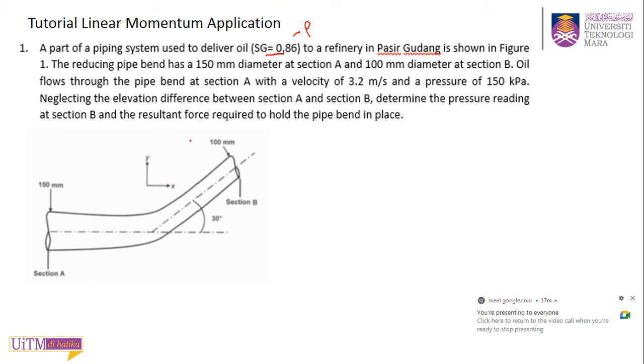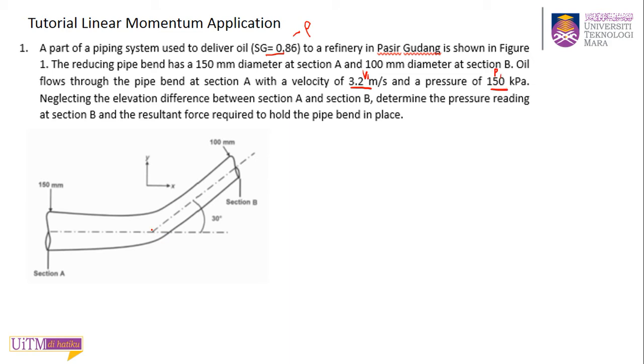The reducing pipe bend has a 150 mm diameter at section A and 100 mm diameter at section B. So the cross section of this pipe is not constant. You have a bigger inlet and smaller outlet. Oil flows through the pipe bend at section A with a velocity of 3.2. This is your velocity 1, and a pressure of 150 kilopascal. So this is your pressure 1.